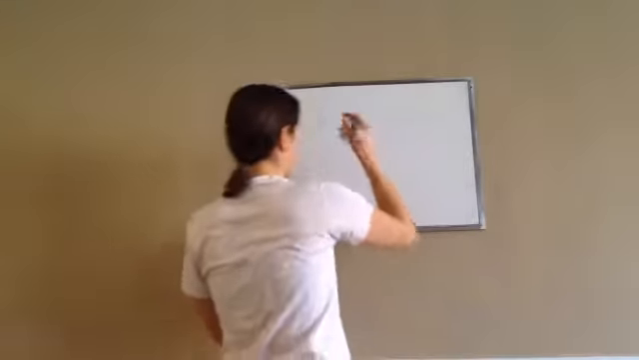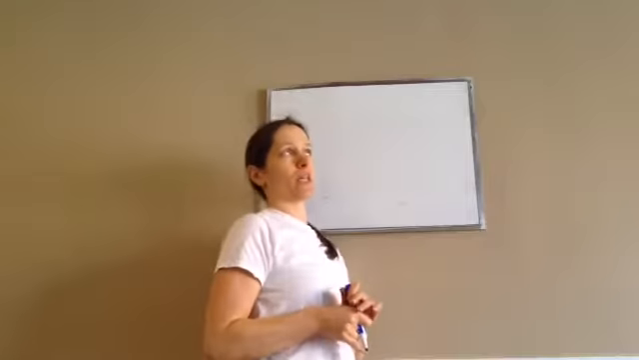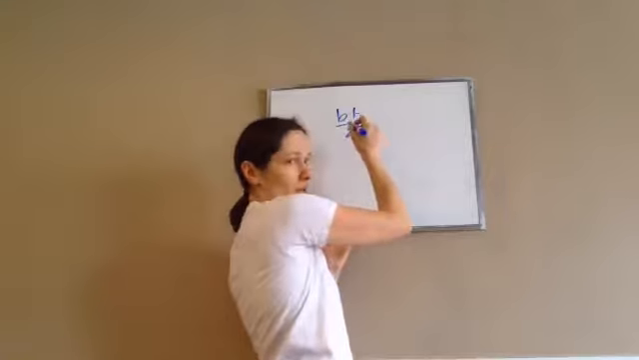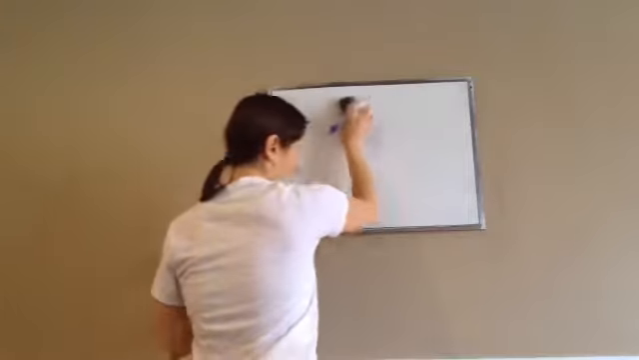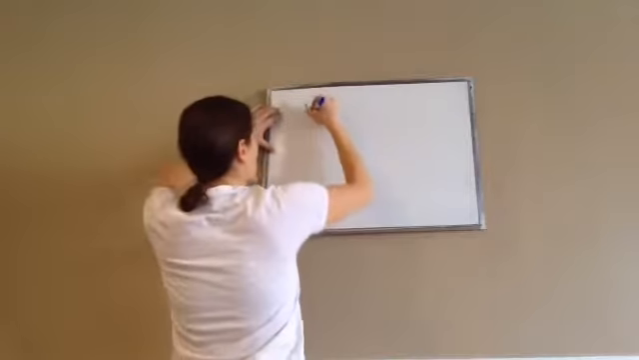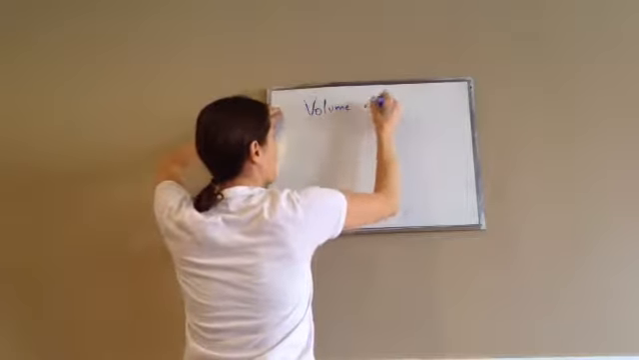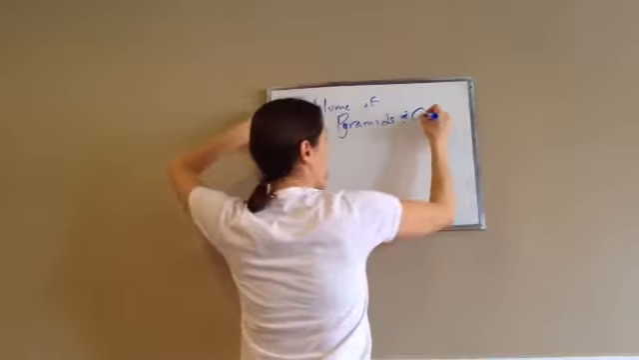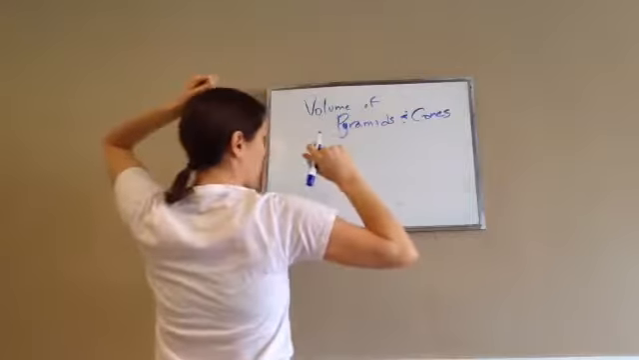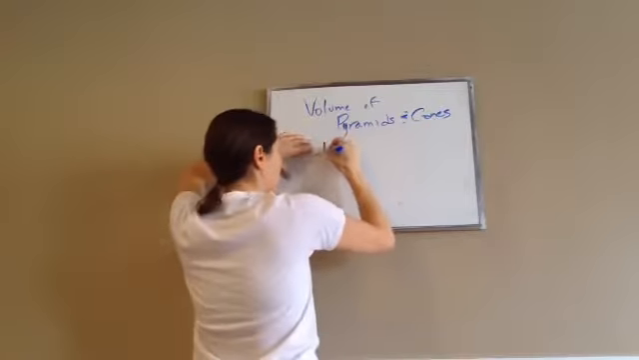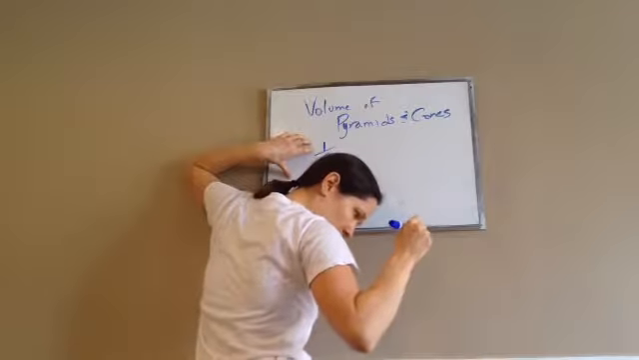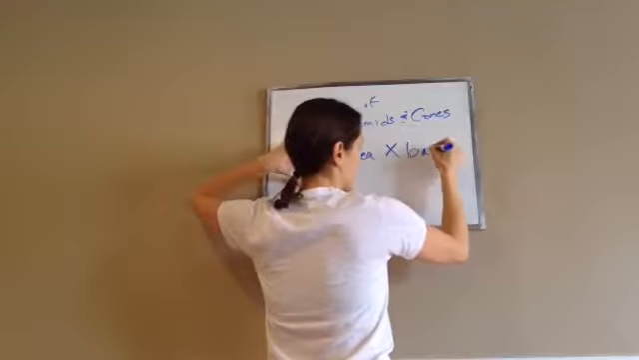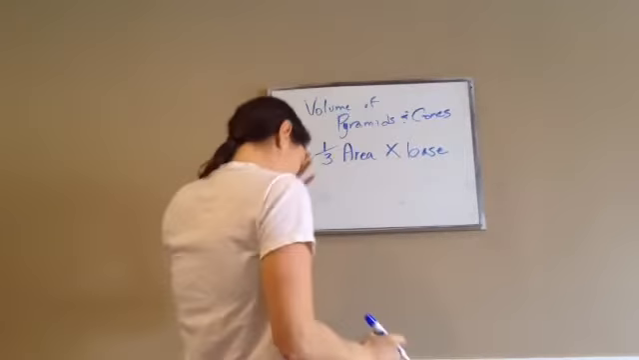And I want you to write this down. And just like you've memorized the area of a triangle, it's base times height divided by 2, you need to memorize this. The volume of pyramids and cones is 1/3 of the area times the base. Now, let me explain to you what I mean by that.